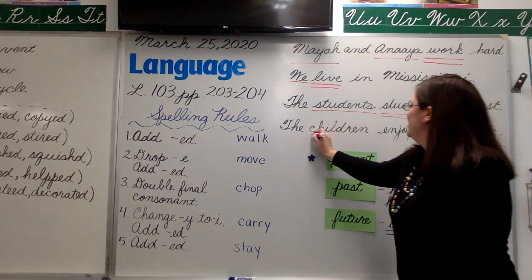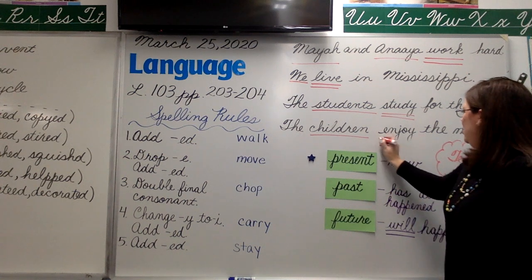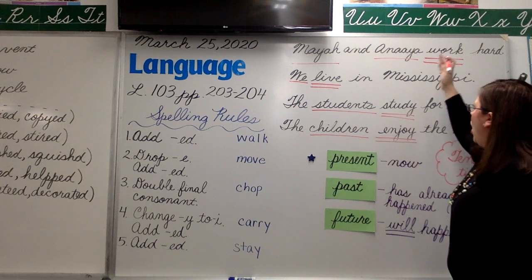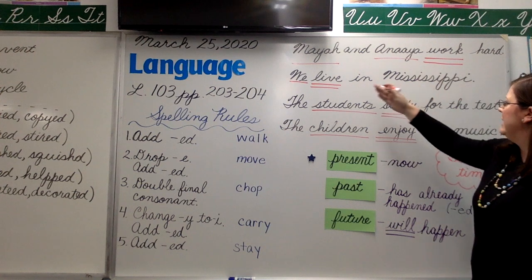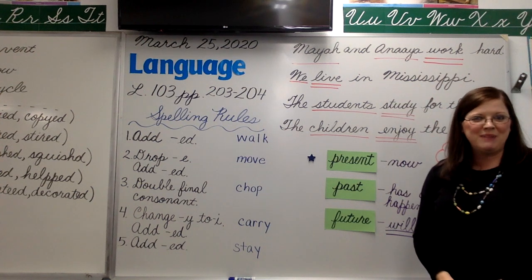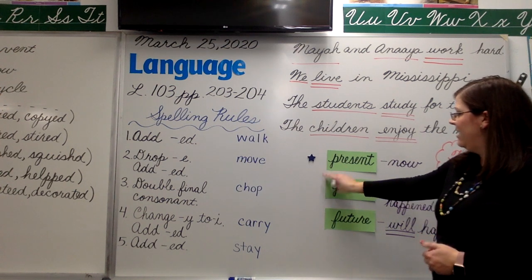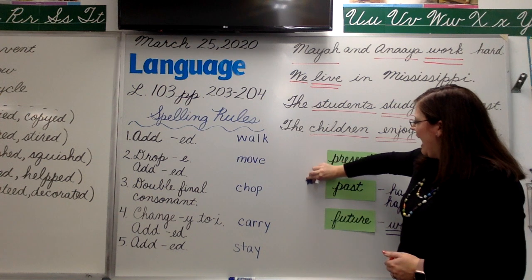The children, star of this sentence, you're the subject. What do you do? You enjoy. All of these verbs, work, live, study, enjoy, are present tense verbs, and that's what we talked about yesterday. Today, we're moving from present tense to when things have already happened.